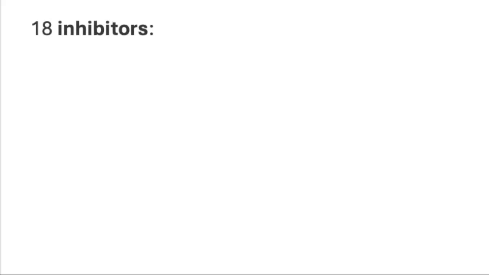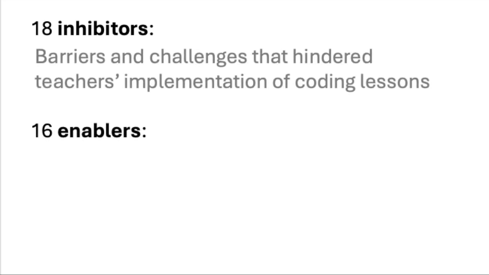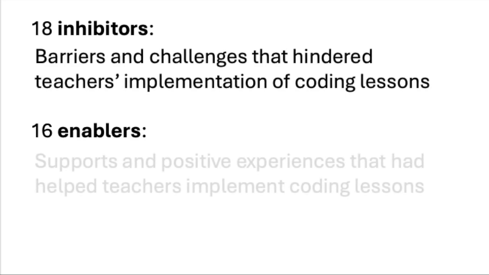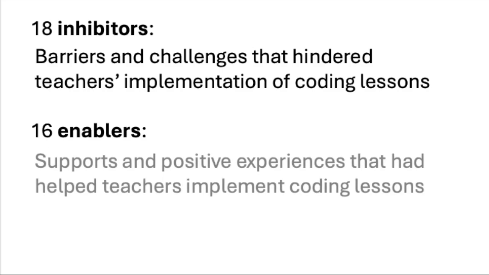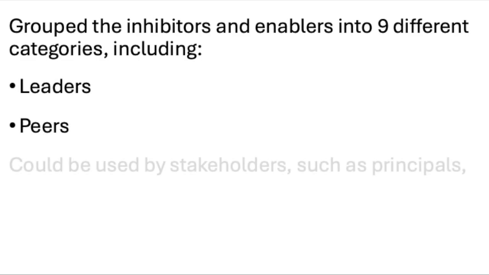in the future. I analysed the transcripts from these interviews and identified 18 inhibitors and 16 enablers. Inhibitors are the barriers and challenges that had hindered teachers' implementation of coding lessons. Enablers are the supports and other positive experiences that had helped teachers implement coding lessons. I also grouped the inhibitors and enablers into 9 different categories, such as leaders and peers.